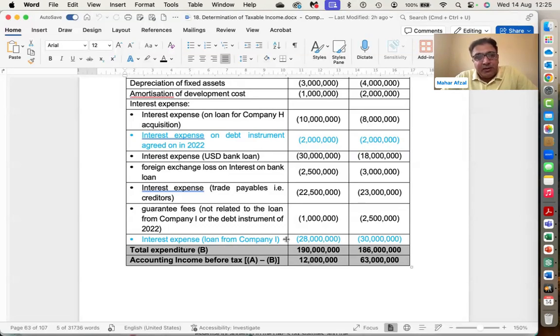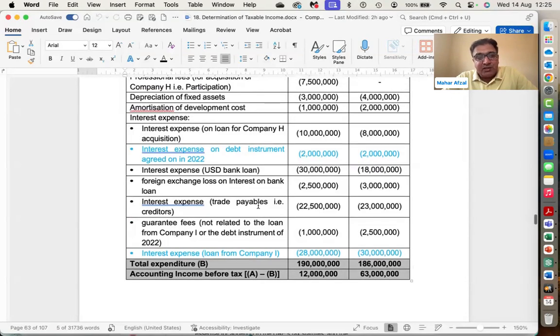Interest on loan from company I, as we already discussed, because this loan is taken from a related party and used to pay the dividend, and the related party from which we are taking the loan is not subject to tax at least 9%, we cannot claim this. I'm adding 28,000 back. Guarantee fee is not related to the loan. This is a normal loan, normal interest expense.